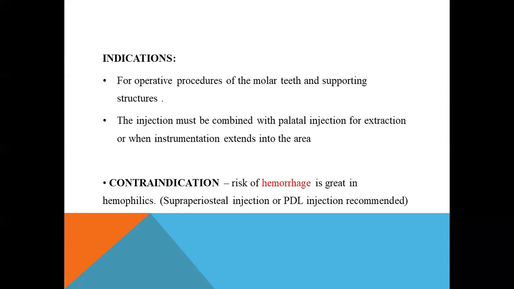When you are going to do procedures on the maxillary teeth, you have to anesthetize both the buccal and the palatal to do a pain-free procedure. So along with that PSA, you always have to give the palatal injection if you are going to do the procedure. What is the contraindication? There is a risk of hemorrhage in a patient with a hemophilic condition, so you should not give this nerve block.